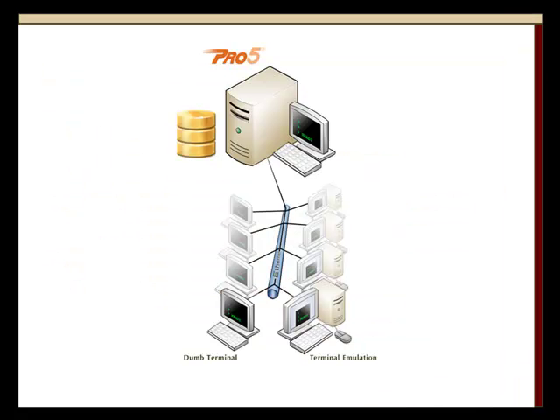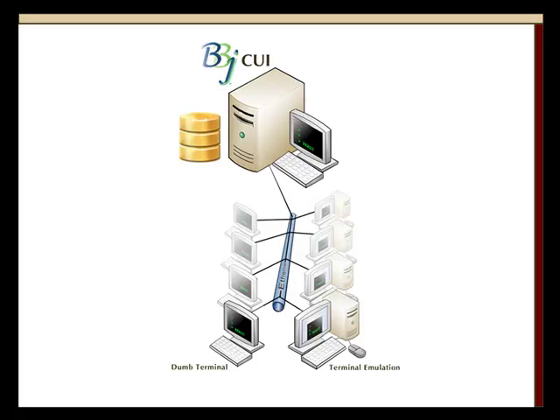Let's have a look at what this typical deployment for a character-based user interface Pro5 world looks like. Server-based, green screen type application, either connecting via dumb terminals or terminal emulation on PCs. You can migrate this to BBj and have exactly the same deployment environment. Dumb terminals and terminal emulation on the Windows PCs.